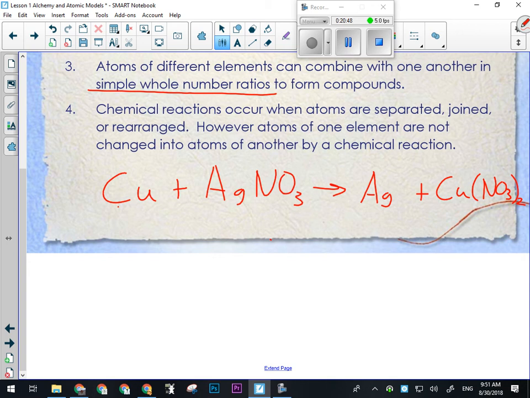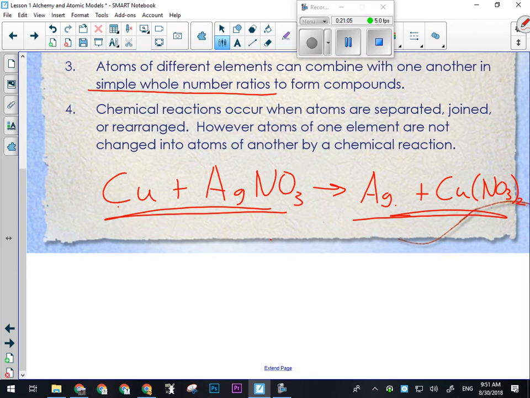So yeah, this is going to look a lot different than what they started with, but it still contains all the same materials that they started with. All that's happened in that reaction is atoms have been rearranged. They have new partners.